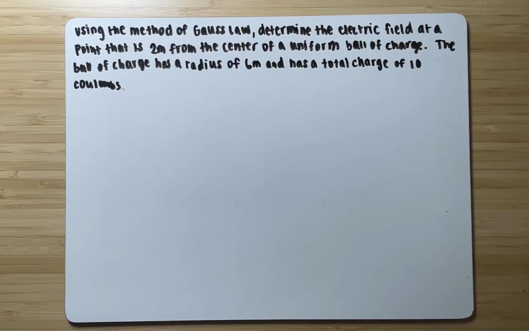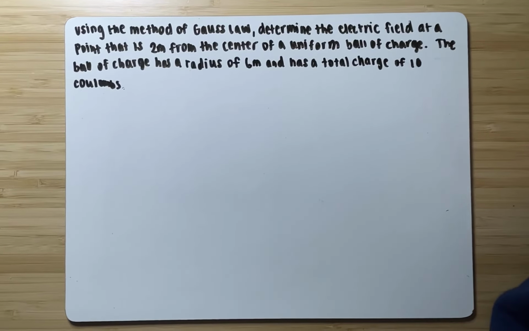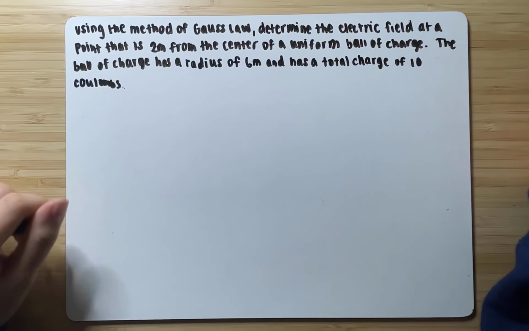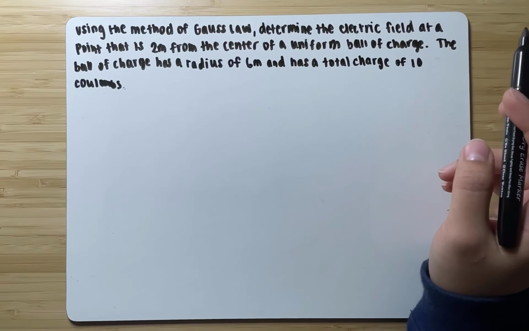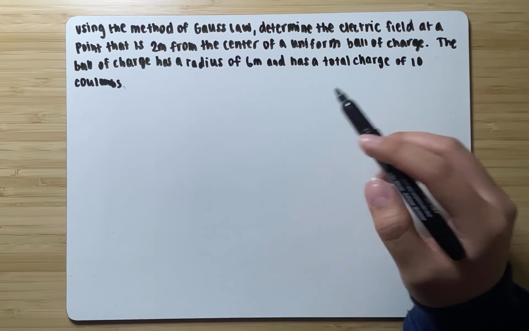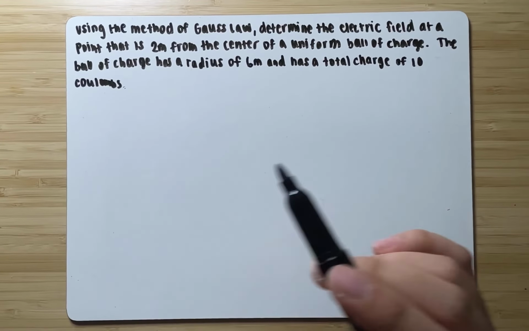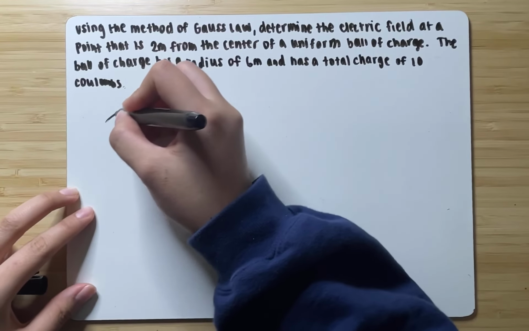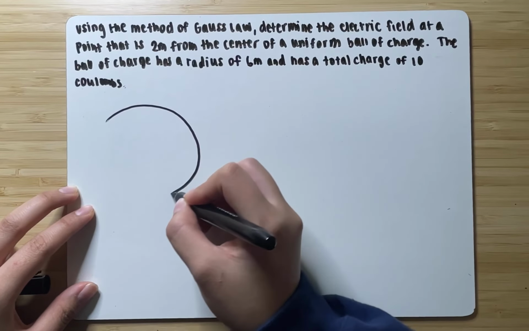Using the method of Gauss' law, determine the electric field at a point that is 2 meters from the center of a uniform ball of charge. The ball of charge has a radius of 6 meters and has a total charge of 10 coulombs. Okay. We want to begin by drawing this thing.